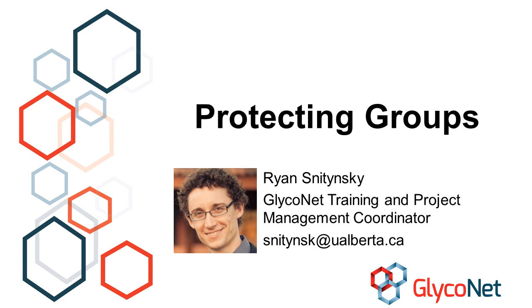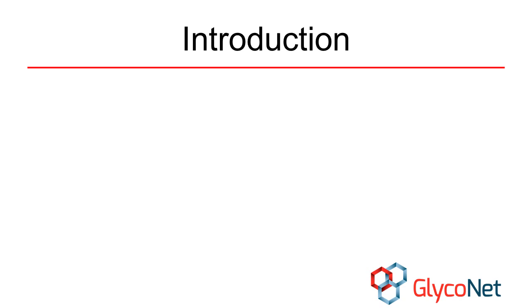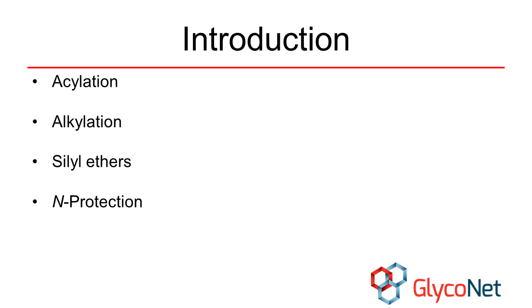Welcome to the Protecting Groups module of the Carbohydrate Chemistry stream of resources. In this module, we're going to discuss some of the most common protecting groups used in carbohydrate synthesis, including acyl groups, alkyl and silyl ethers, as well as methods for nitrogen protection. We will finish with a discussion of the concept of orthogonal protection.